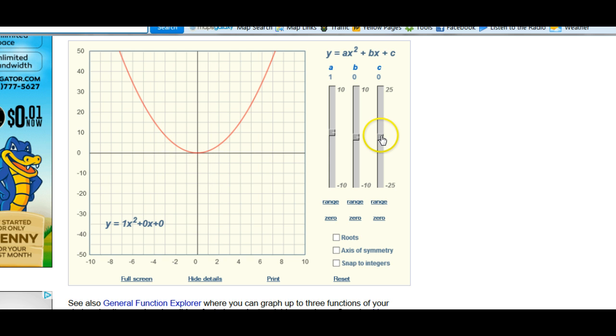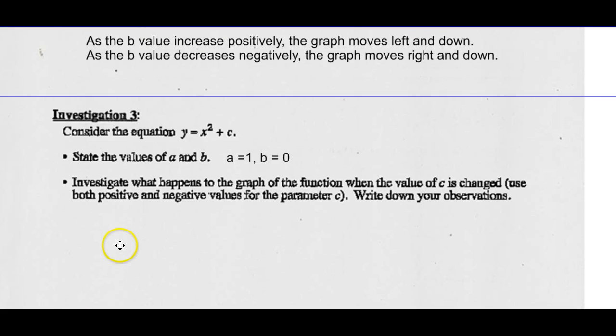So what happens to the graph when we move c in a positive direction? Oh, now the graph moves almost exclusively up. And when c goes negative, it moves exclusively down. All right, interesting. So positive c values make it move up. Negative c values make it move down. Okay, let's write that down.